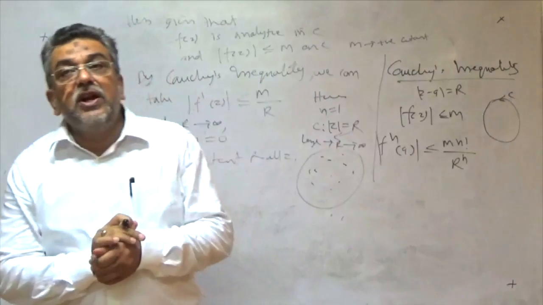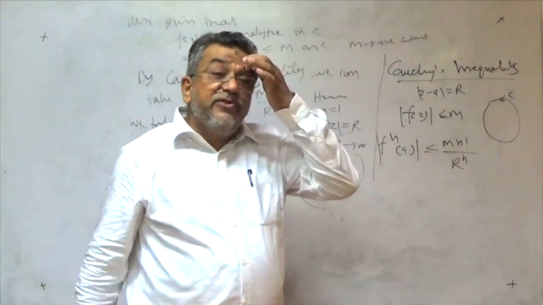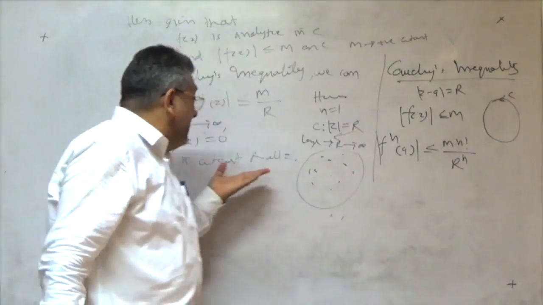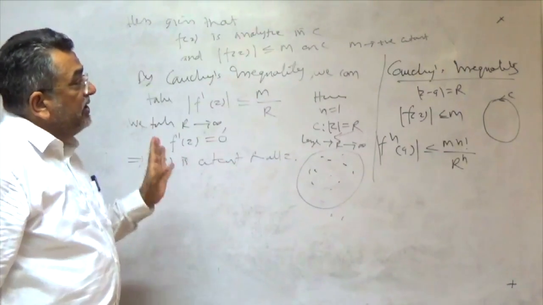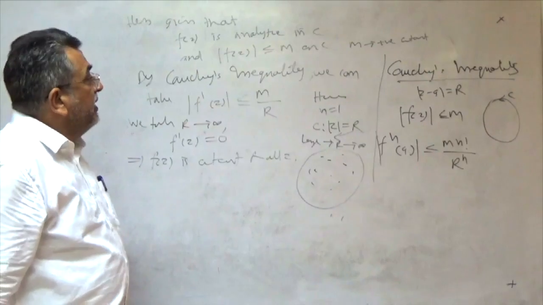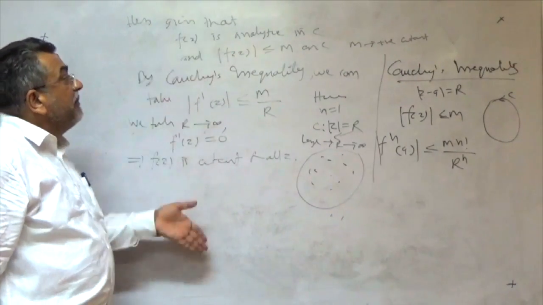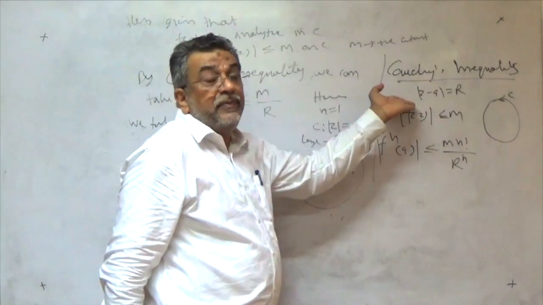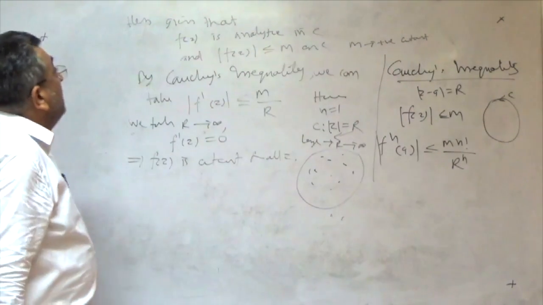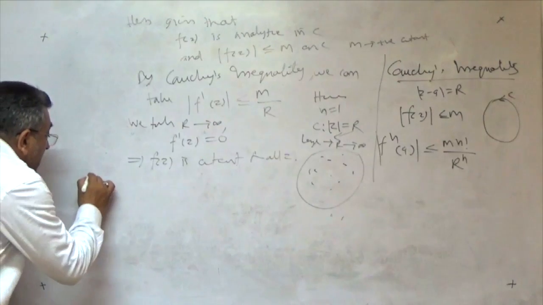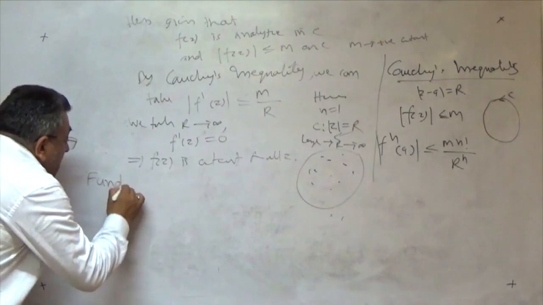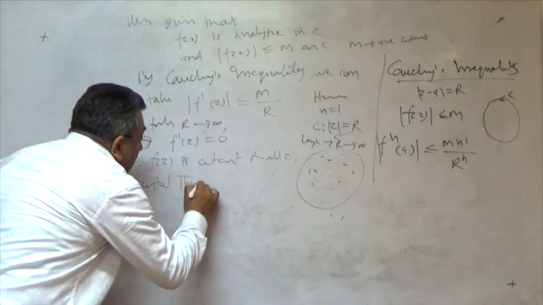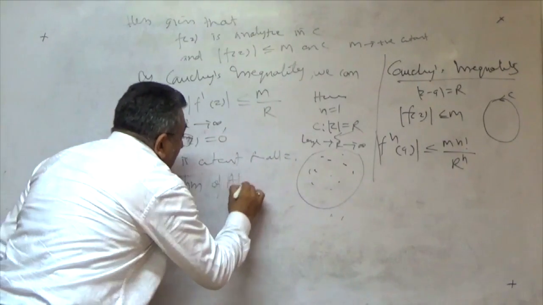If a function is analytic for all values of z lying in a closed region, and the function is bounded, then it will be a constant function. This was Liouville's theorem. You see that the proof is very simple and very short by using Cauchy's inequality. Right, now the second theorem, that is the fundamental theorem of algebra.